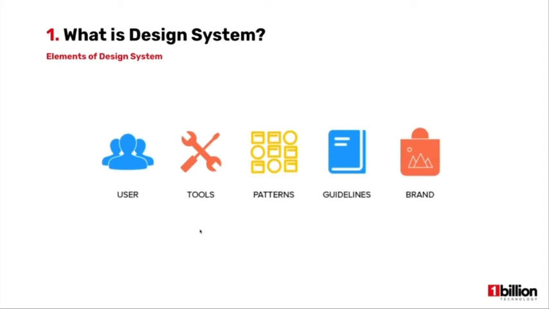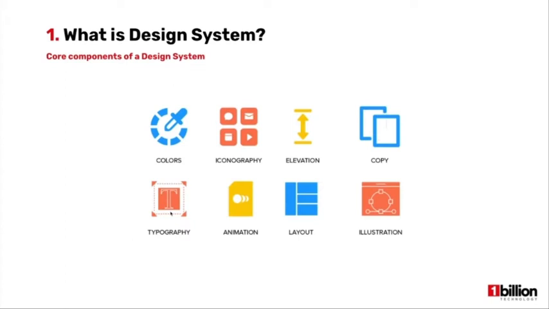So when you're going to do a design system, we need to know the stakeholders, what tools we are going to use, and what the patterns, guidelines, and branding are. So it's a combination of everything. I would say it's a series of elements that can be combined, as you see here, and reused on a product by a whole team. So it includes everything. The next one shows the core components of the design system: colors, iconography, elevation, typography, animation, layout, and illustration. We'll see examples in the following slides.